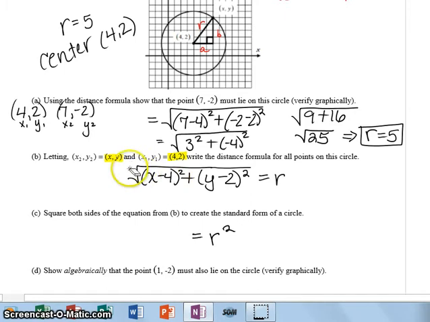Now when you square the left side, anytime you square a square root, it simply removes the square root. So this becomes x minus 4 quantity squared plus y minus 2 quantity squared, and that's equal to your radius. Don't forget, radius squared. Our radius is 5, so it's really just equal to 25 because 5 squared is 25.